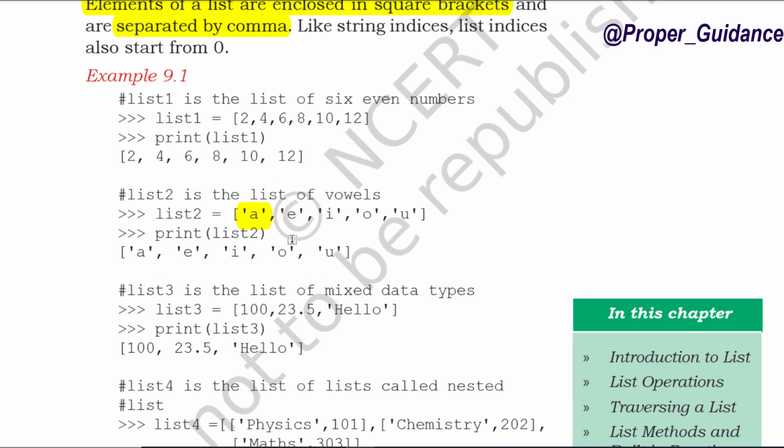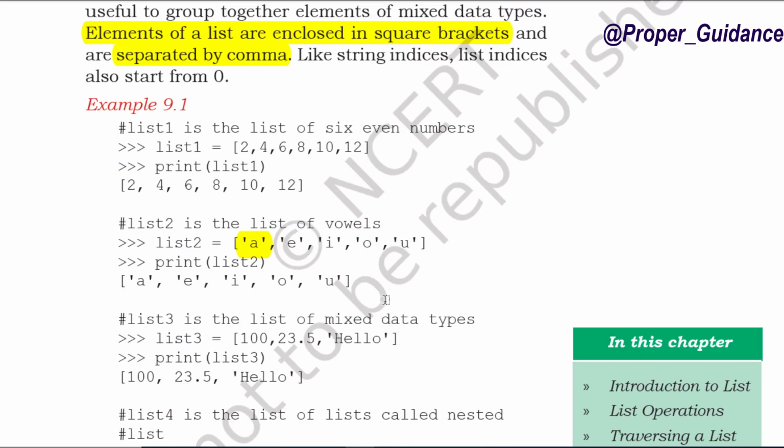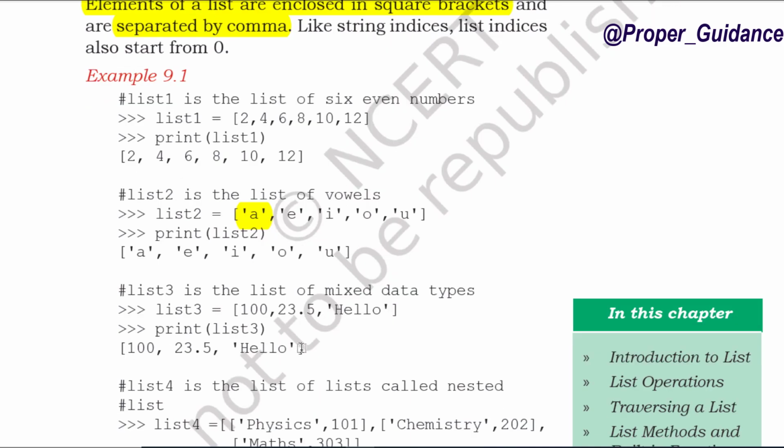This comma is common because this is the way of representation of the elements of a list. That is, elements of a list are enclosed in square brackets and are separated by comma. Whether it may be an integer, a floating point number, or a character element, the system is the same here. They are separated by comma itself.